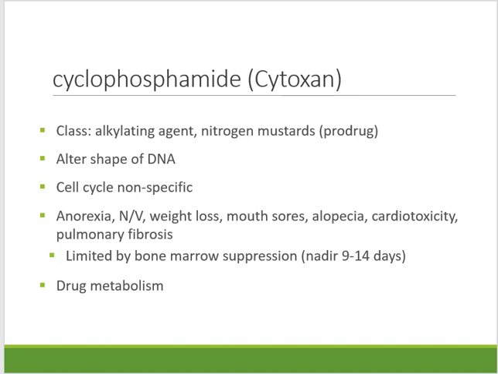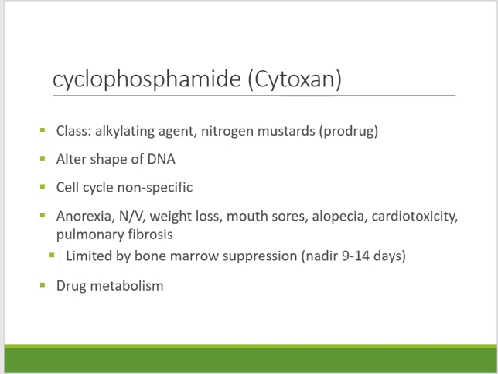The adverse effects, of course, are anorexia, nausea, vomiting, and weight loss. We're going to think about pre-medicating with Zofran. We know about the nausea and vomiting. There might be mouth sores. There might be alopecia or hair loss. Cardiotoxicity and pulmonary fibrosis are two big ones to watch out for. The cardiac issues happen with higher doses. And then a limiting factor is going to be bone marrow suppression, or myelosuppression. We know that's where the red blood cells, white blood cells, and platelets are made.